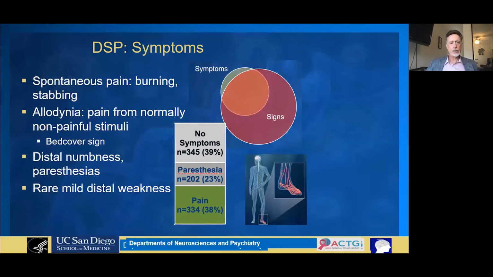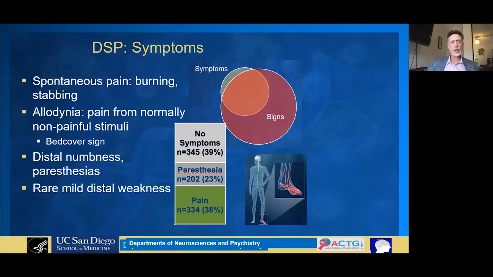What patients pay attention to is the symptoms rather than the signs of neuropathy. So when they come to clinical attention, it's mostly because they have burning or stabbing pain. They report pain from normally non-painful stimuli. Some things as simple as the bed covers touching the feet are very uncomfortable. They can also report distal numbness and paresthesias, which are less bothersome, and rarely mild distal weakness.